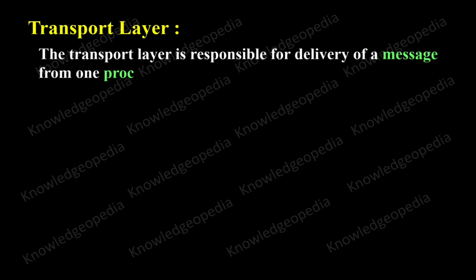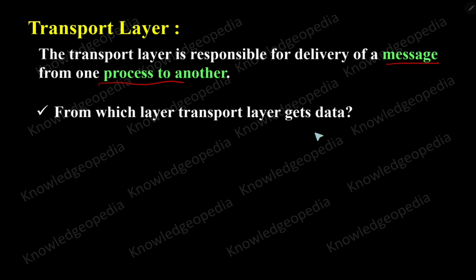Okay, the next layer is the transport layer. The transport layer is responsible for delivery of a message from one process to another. Here two things are written: one is a message, another is a process to process. From which layer does the transport layer get data? It gets data from the upper layer, the session layer. And it gives data to the next lower layer, the network layer, which we discussed.